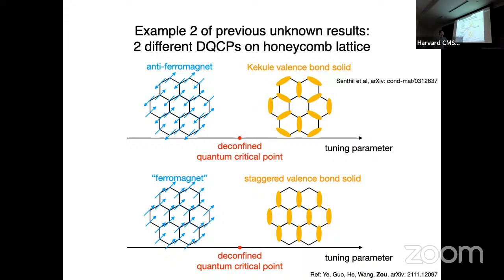And what we found is that it can also be used to describe the transition between this staggered valence bond solid and this quotation mark ferromagnet. You have a question? Quotation mark ferromagnet? What are the quotation marks? Quotation mark means this is not the usual ferromagnet, in the sense that the order parameter is not the spin. The order parameter is the vector spin kind of. The remaining symmetry group is the same as the ferromagnet, but it's a very different order parameter. So the Goldstone modes there have linear dispersion? Yeah. There will be two of them. Yeah, this is another example of previously unknown results.